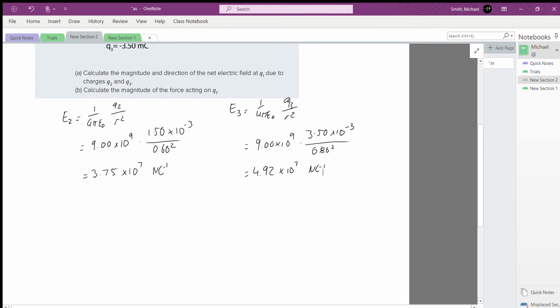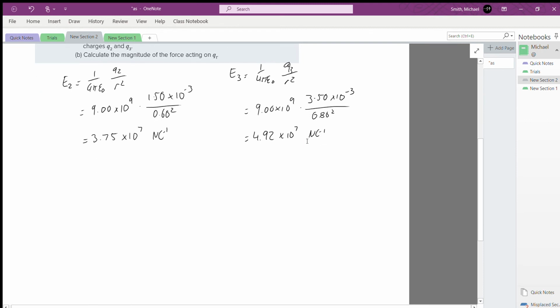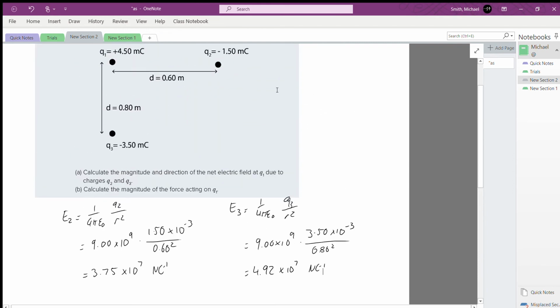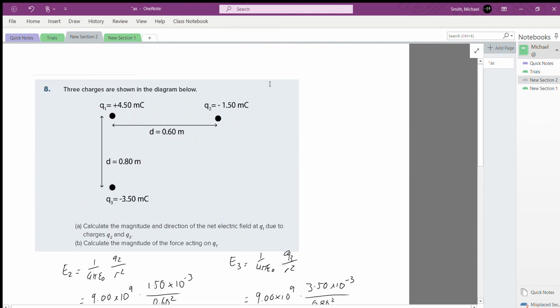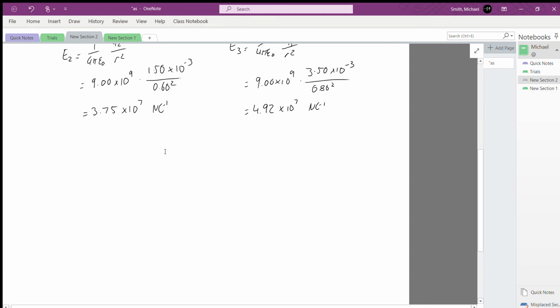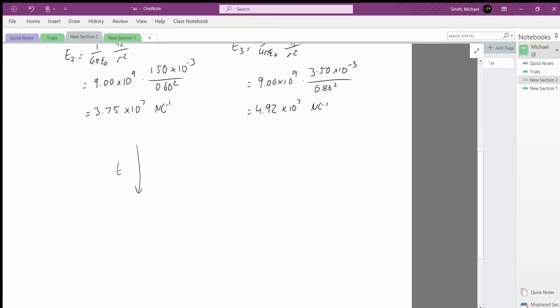Now here we need to work out the magnitude and direction, so we need to add these two electric fields as vectors. The electric field is defined to be the direction a positive charge would move if placed in that field. So for the field due to Q2, a positive charge will be attracted to it because it's negative. Similarly, a positive charge would be attracted to Q3 because it's negative. So we can draw a vector diagram. Here we have E3, here we have E2, and so the net electric field will be in that direction.